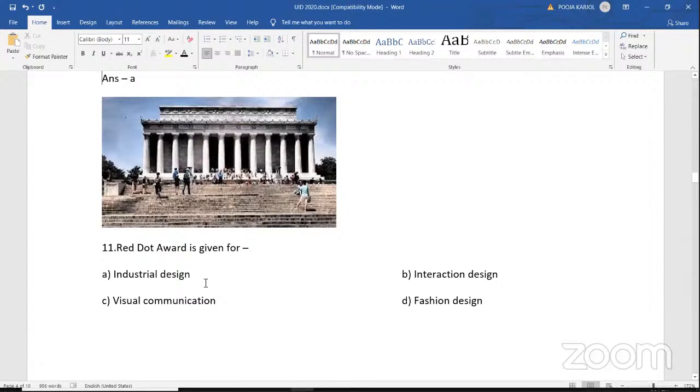Red Dot Award is given for... They have asked industrial design, interaction design, visual communication, fashion design. What do you guys think? Any idea? You can also guess if you don't know. Interaction design. Fashion design. Okay. So, Red Dot Award is mainly given for design, but there are actually many categories, about 15 as they say. It is mainly given for design concept, product design, and also there is a category of fashion design. Visual communication, no, definitely not. Interaction, no, neither is industrial design included in that.